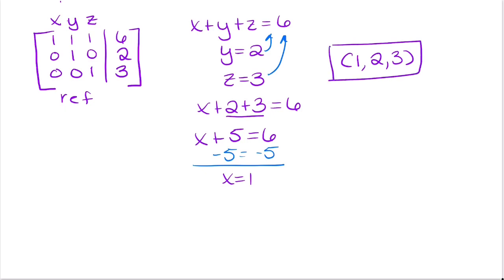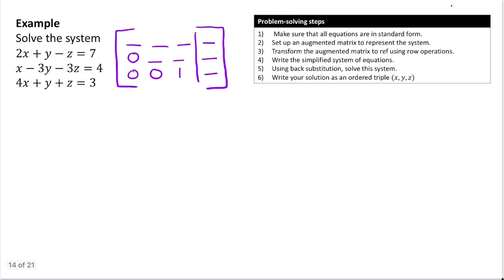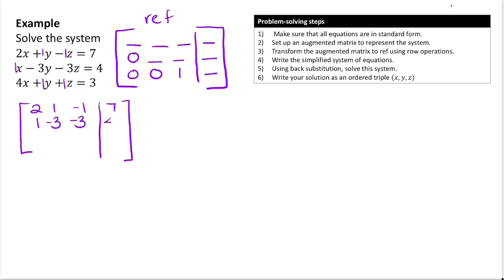All right, so let's try another example. So now let's try solving the system. So I have my row echelon form here for you to reference. Remember, I like to start off by adding in my coefficients of 1, because that's going to help me out when I write my augmented matrix. So my augmented matrix is going to look like 2, 1, -1, 7. Then row 2 will be 1, -3, -3, 4. And then 4, 1, 1, 3.